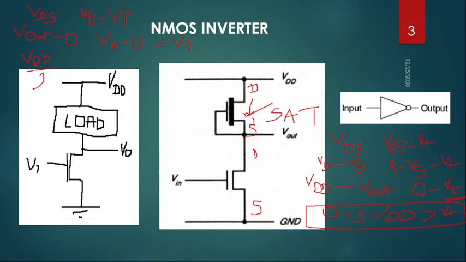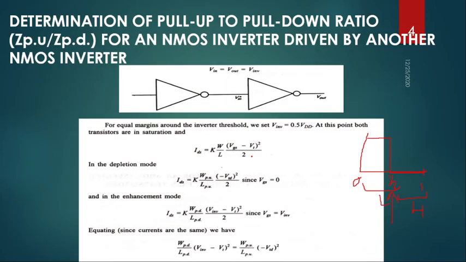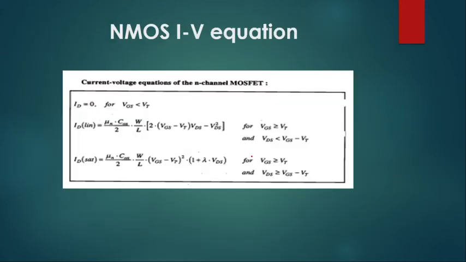For this condition also, Vout is equal to Vn, which is equal to 0.5 VDD. So VDD upon 2 should be compared with VDD upon 2 minus VT. Obviously VDD upon 2 will be greater than VDD upon 2 minus some positive value. Therefore it can be said that transistor number 1 and 2 are both working in saturation mode. And for saturation mode the current equation is mu n Cox upon 2 W by L, VGS minus VT, whole squared.